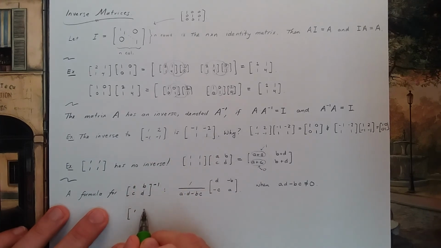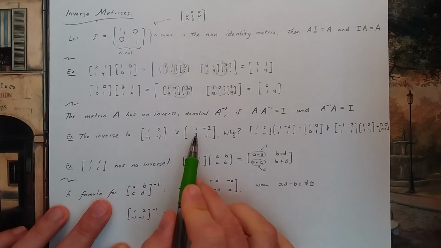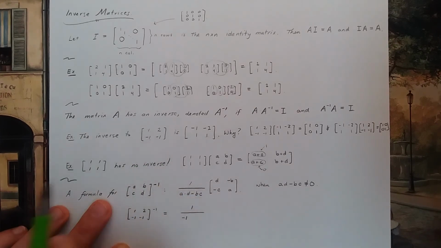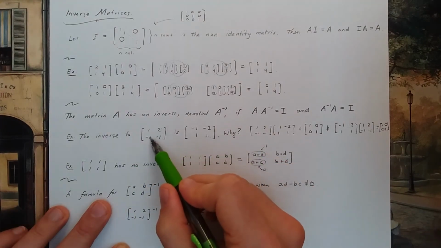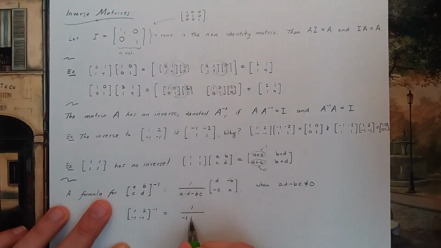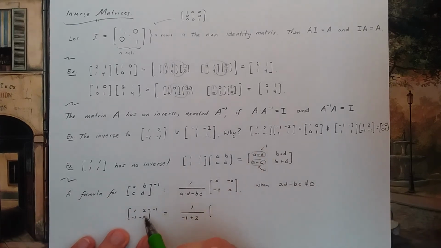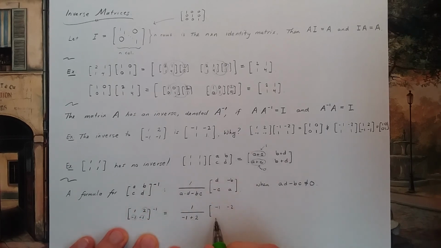So for example, 1, 2, -1, -1 inverse would equal 1 over, now A is 1, D is -1, so I multiply those two, and I multiply these other two and subtract, so I think I would get plus 2 times D, now D is this bottom right corner, so I get -1, negative B, so I take this entry and I just reverse the sign. I take this entry and I reverse the sign, and then I put A on the bottom here. So I indeed get the matrix -1, -2, 1, 1.